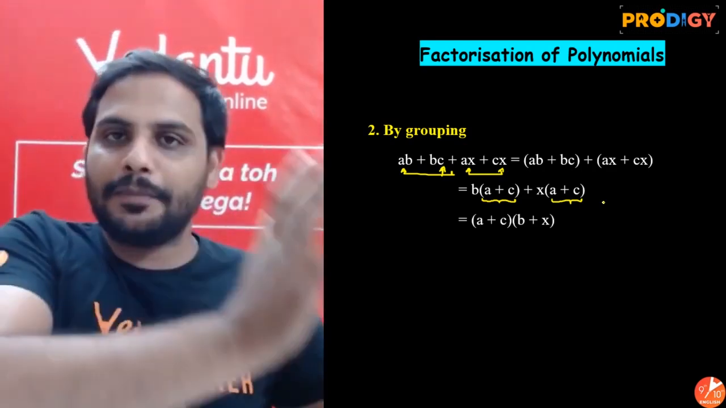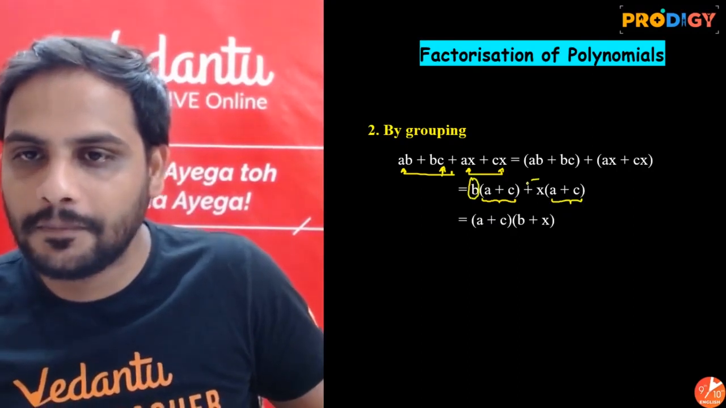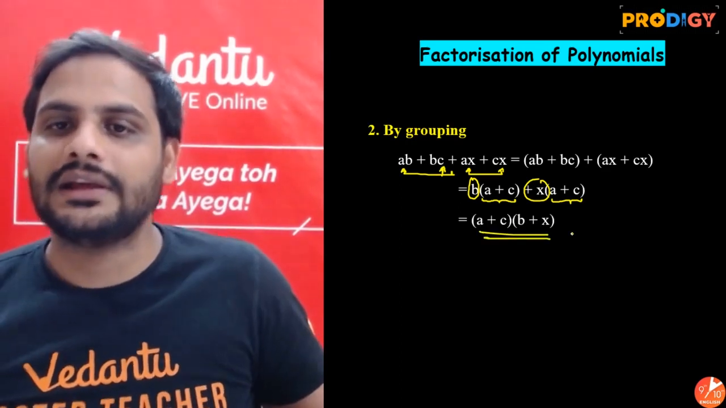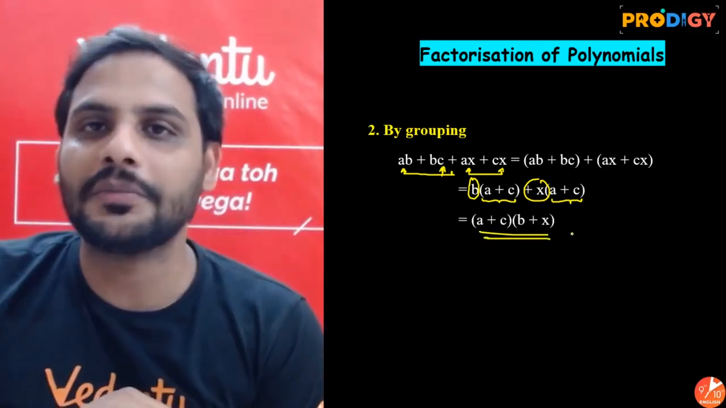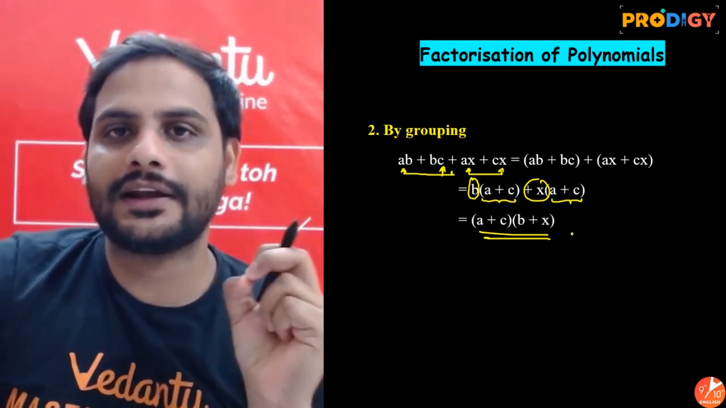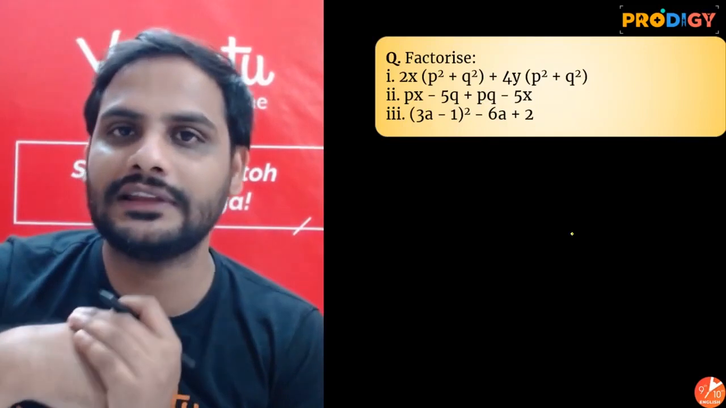So if I take a plus c common again, I'll be left with b plus x. So a plus c into b plus x will be the factors of this given polynomial. This is factorization by the grouping method. So let's apply these two methods for factorizing these polynomials.